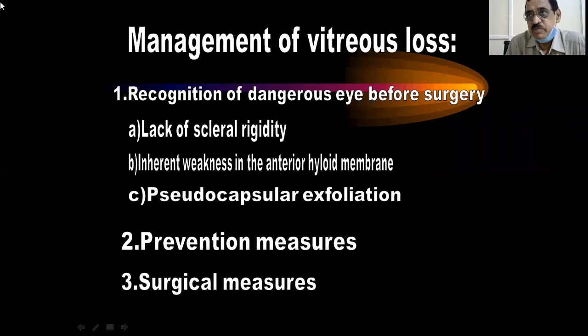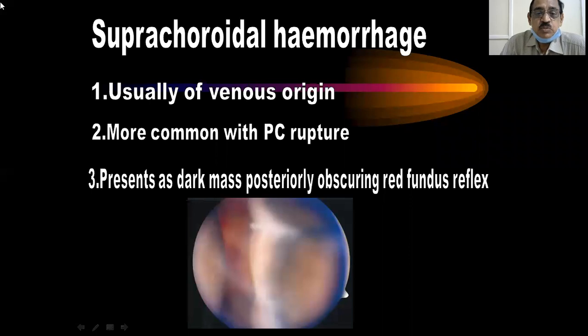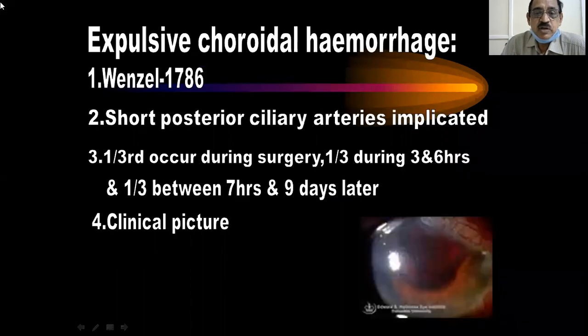Suppose the vitreous has already prolapsed into the anterior chamber, we do an anterior vitrectomy, either an open sky anterior vitrectomy or a pars plana anterior vitrectomy, which solves the problem in most of the cases. Suprachoroidal hemorrhage, we have talked about it. Expulsive ciliochoroidal hemorrhage is another thing which can be given as short notes for you people in the examination, maybe a 4 marks question.